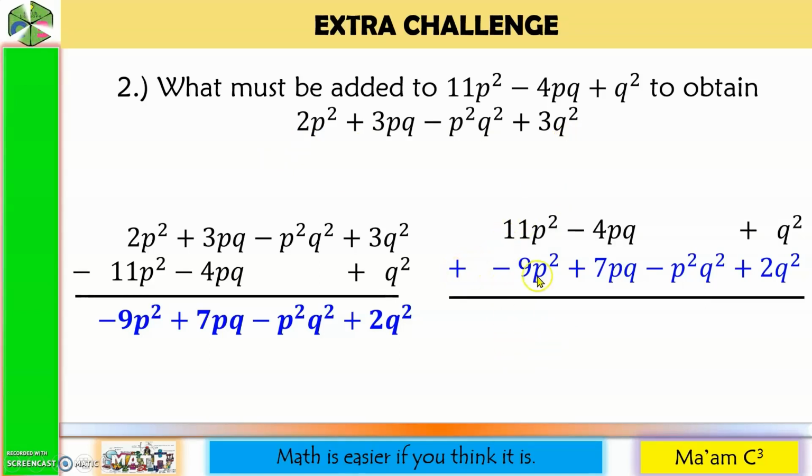11 plus negative 9 will become 11 minus 9, and that is 2p squared. Negative 4 plus positive 7 will become negative 4 plus 7, and that is 3pq. And then 0 plus negative 1 is negative 1. So negative p squared q squared. And then 1 plus 2 is 3, so we have 3q squared. Notice that the answer is the same with the second expression.